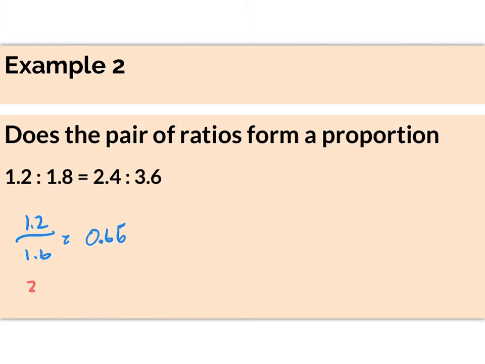And conversely, if you take 2.4 and divide it by 3.6, you get the same number, 0.66 repeating. So you get the same decimal equivalent out of both of these things. That means that these ratios are proportional. So I showed you two ways. In example 1, we cross multiplied. In this example, we just divided and compared either side of the equal sign.